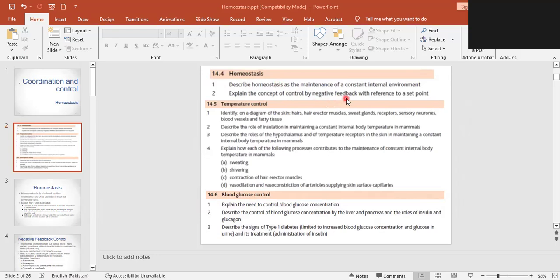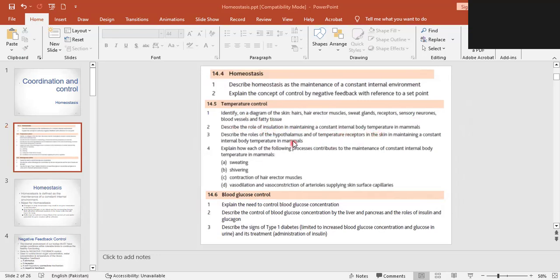Okay, now there are two examples of homeostasis. Number one is temperature control, in which you will discuss the skin. You have to identify on a diagram the certain parts of the skin, that is hair erector muscles, sweat glands, receptors, sensory neurons, blood vessels, and the fatty tissues, and how my skin helps in the role of insulation to maintain the constant internal body temperature.